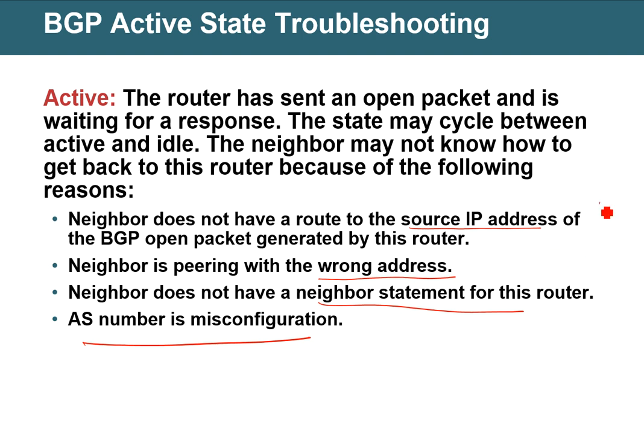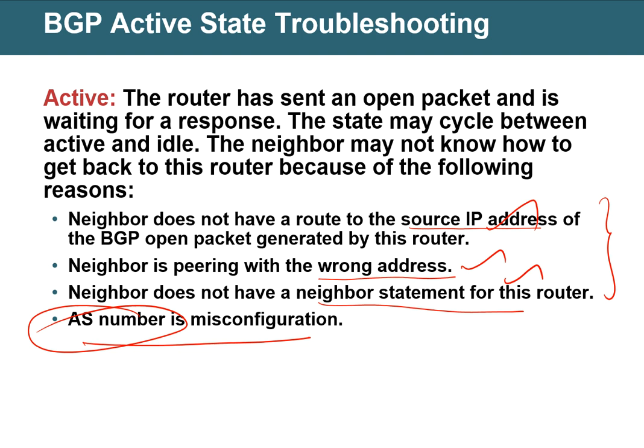It will be in idle state. One good thing is, if you do misconfiguration of AS, you can easily find. For other things, you have to type show IP, show run section router BGP, or show run, and then compare. Check whether the IP address is correct, check whether the neighbor statement is configured, check whether the update source command is given, and fix it.